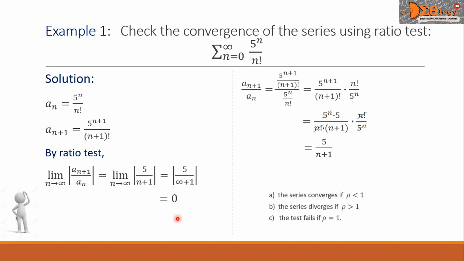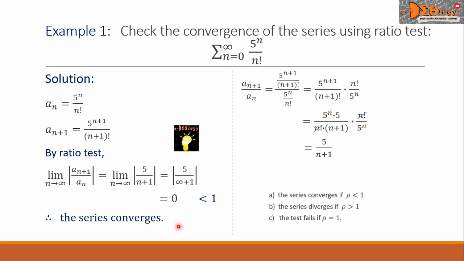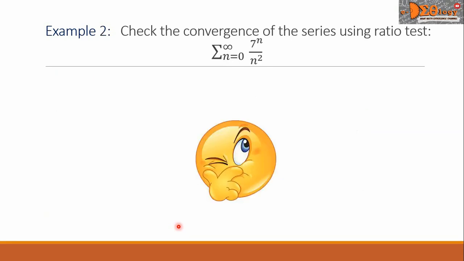Now let's come back to the ratio test, and this is our rule. Since 0 is less than 1, we say that the series converges.